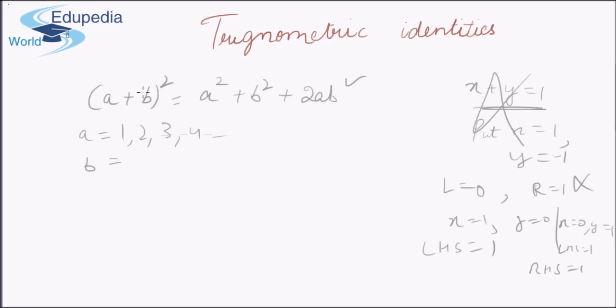Whereas this is a formula, that is, this equation is always true. So this, my friends, is an identity. So we'll be deriving similar identities in case of trigonometric ratios.